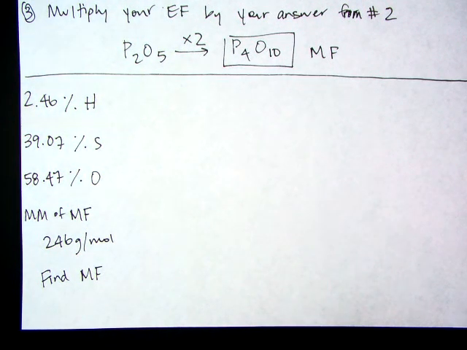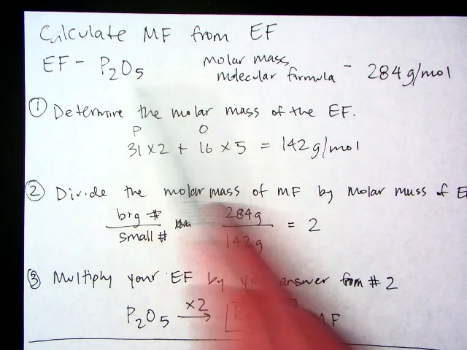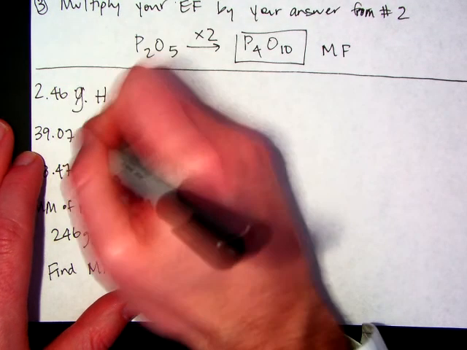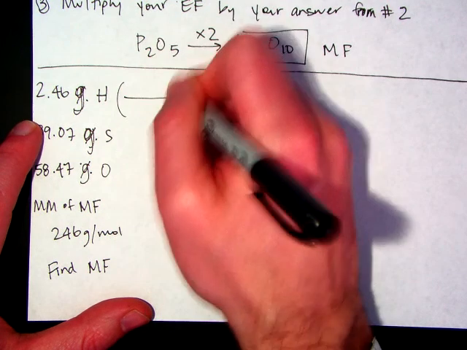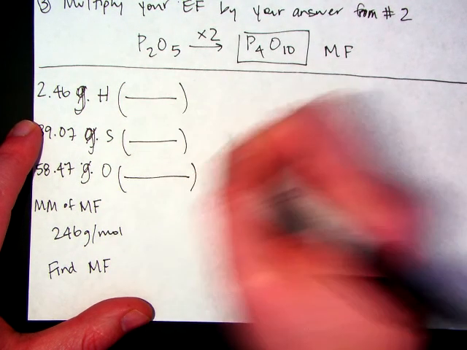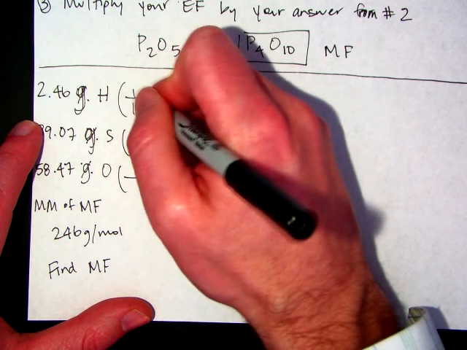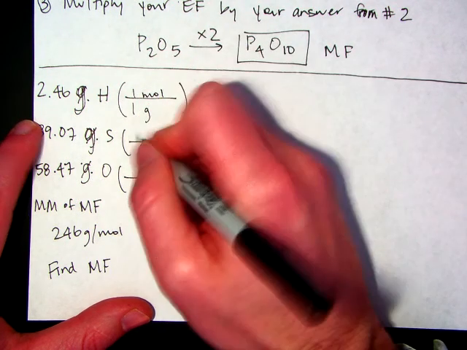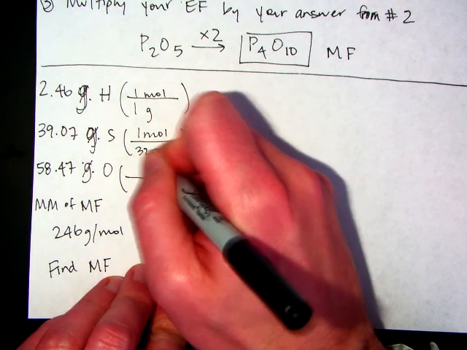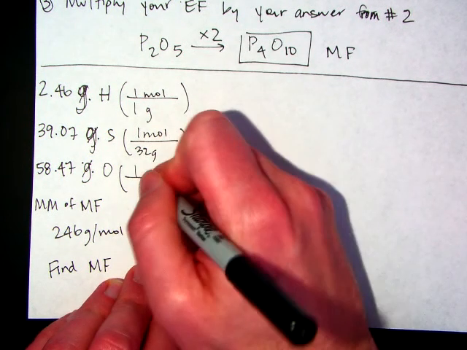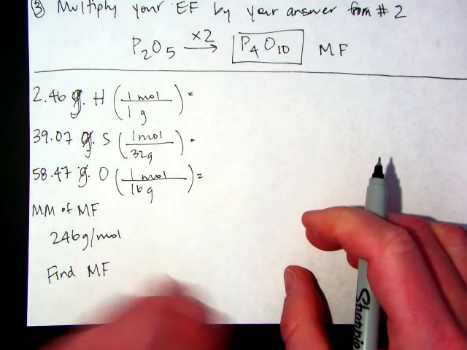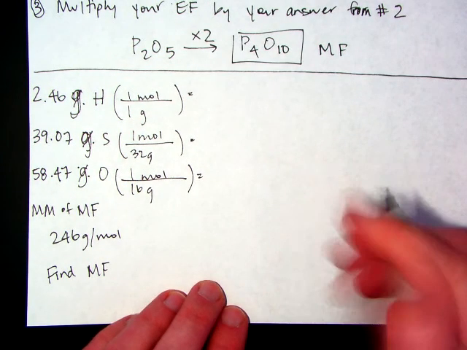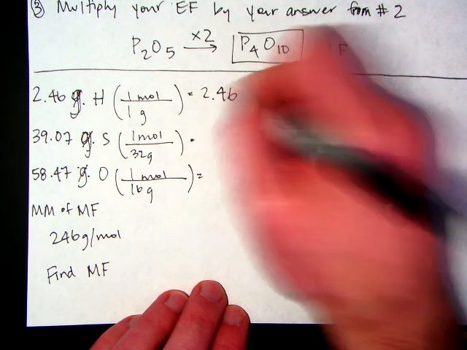And I want you to find the molecular formula. Okay, so this starts off like yesterday, and you just follow the steps. The first step is to change these percents to grams. That's easy enough. Second step is to convert to moles. So 1 gram per mole for hydrogen. For sulfur, it's 32 grams. These are the numbers off the periodic table, of course. And for oxygen, it's 16 grams. Clearly, this will be 2.46.